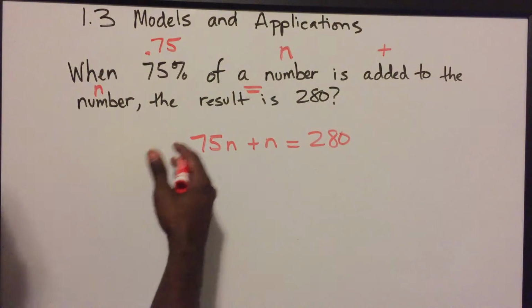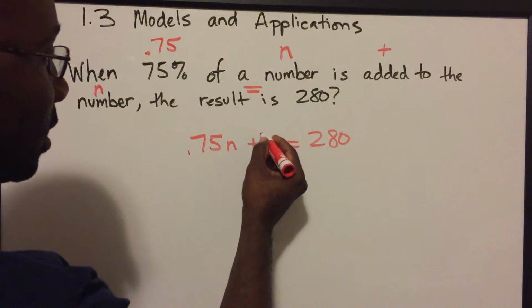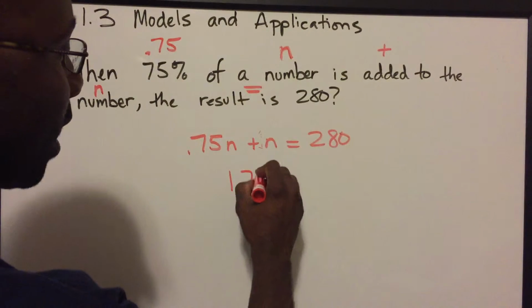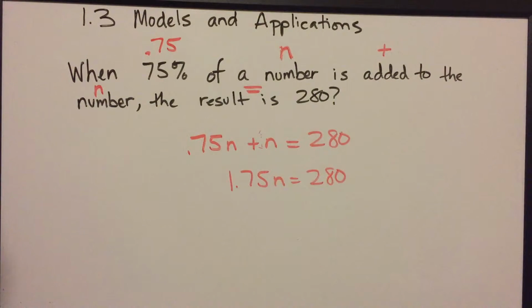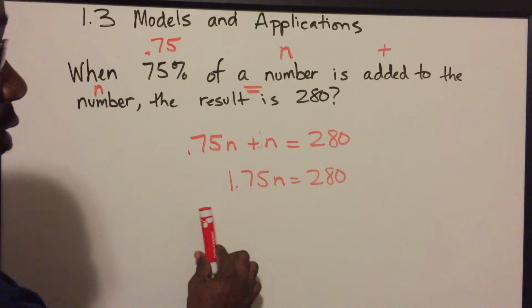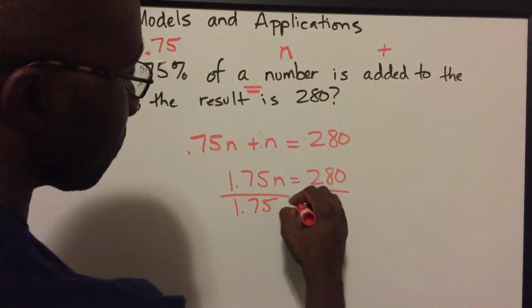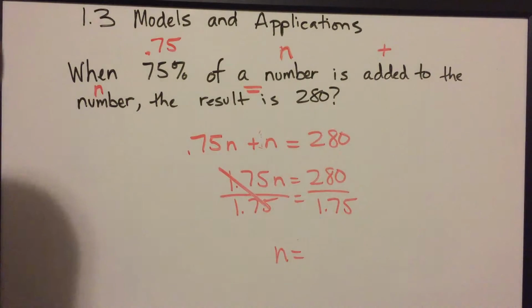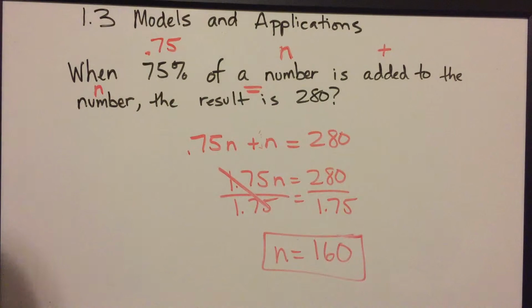Now that we have that, 0.75n plus n, that's more like saying 0.75n plus 1n. This is understood to be a 1 right here. So it is 1.75n is equal to 280. Now, the same as we did in 1.2, we want to get this n over here and get the real number over there, so we divide by 1.75 on both sides. This cancels out. Then we know that our n is equal to 160. And that's our final answer for that problem right there. n is equal to 160.